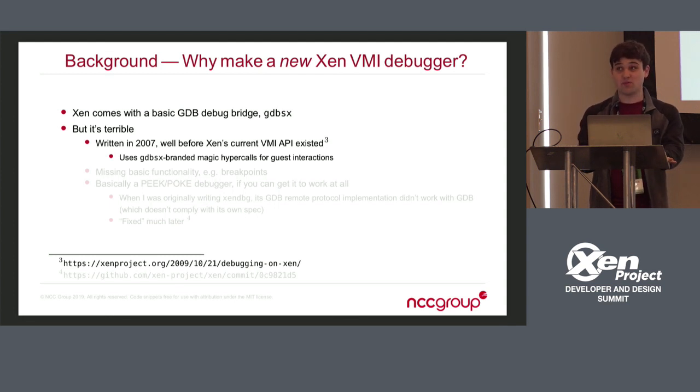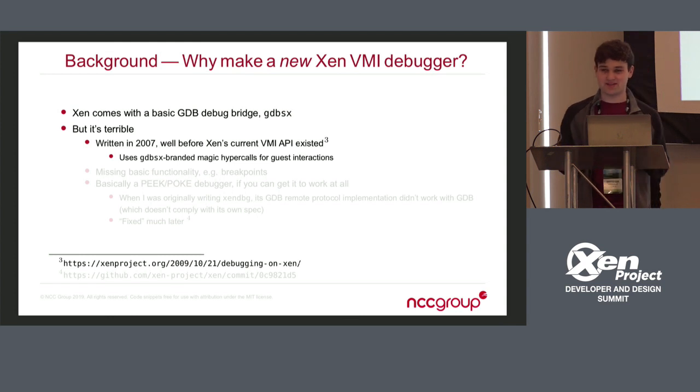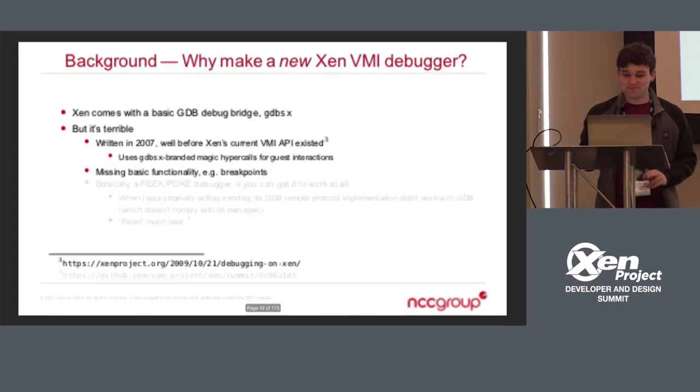I think at that time there were no VMI APIs, because if you look at the GDBSX code, the way that it does almost all guest operations is to use these hypercalls that all have the word GDBSX in them, which makes me think that they were implemented explicitly for GDBSX to be able to do debugging operations, because at the time there was no alternative. Oh dear. Well, apparently there were two.